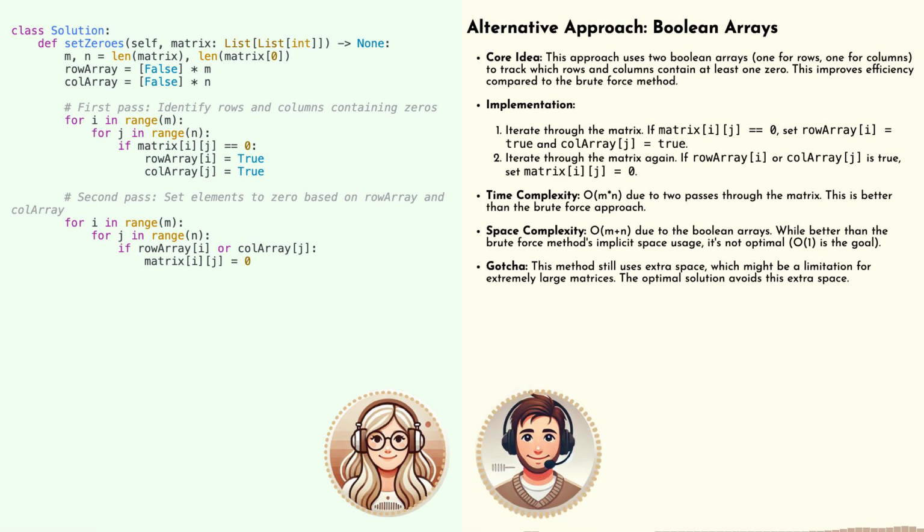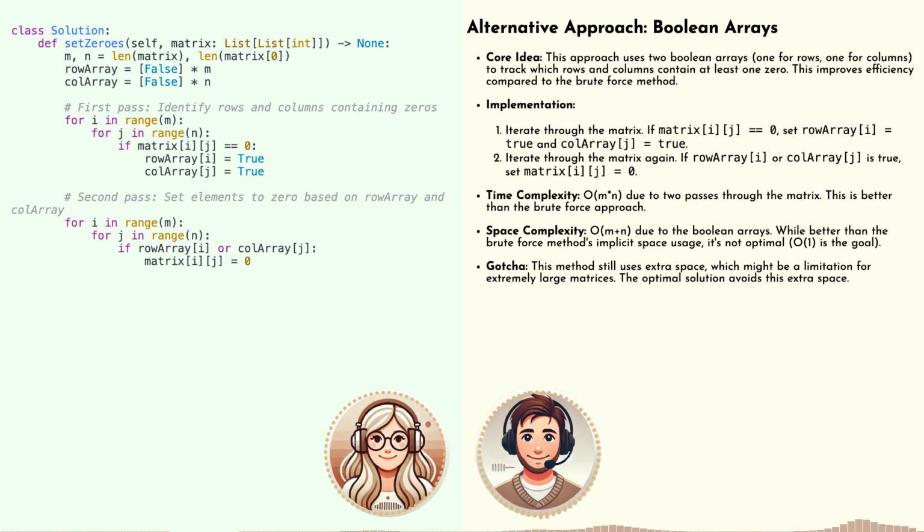Boolean arrays. That sounds a bit familiar. How would that approach work? It's similar in concept to using sets. But instead of sets, we use two Boolean arrays, one for rows and one for columns. Each array would have a size equal to the number of rows or columns in our matrix, respectively.